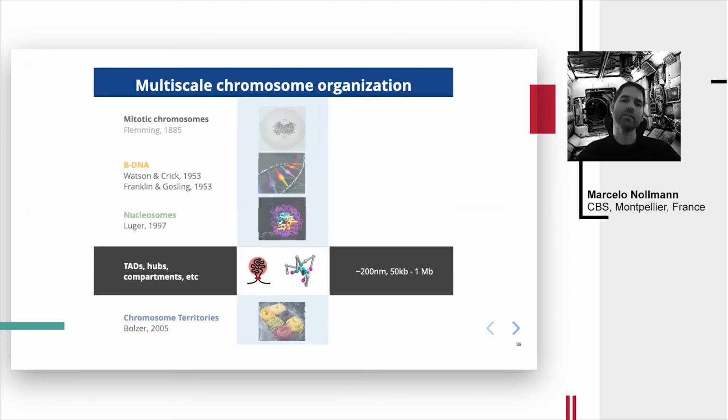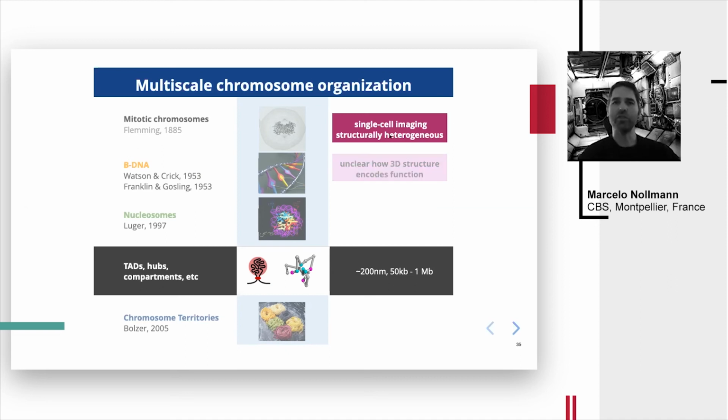And so I want to end by returning to the first or second slide that I've shown you today. I told you that many instrumental developments were required in order to discover new levels of chromosome organization. I've told you that genome-wide technologies have recently enabled the discovery and the characterization of TADs, hubs, compartments, many new levels between the nucleosomes and the chromosome territorial levels. Single-cell imaging technologies have shown very recently that these levels of organization are highly heterogeneous.